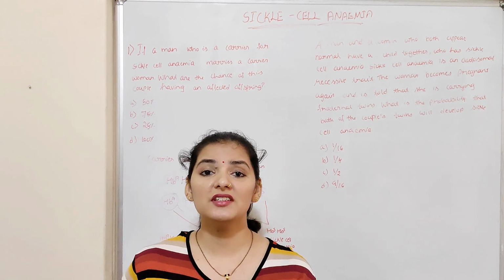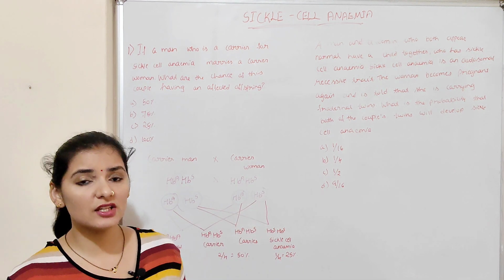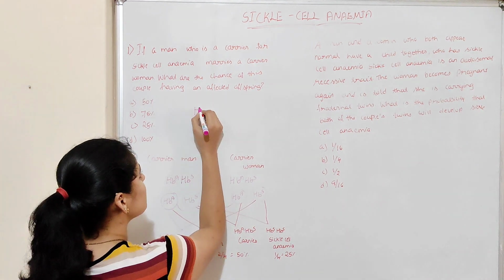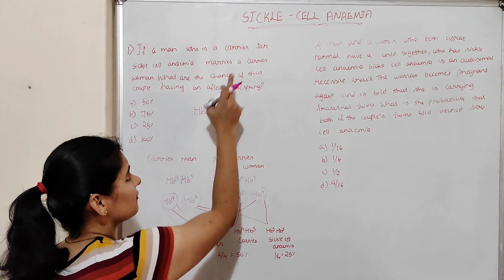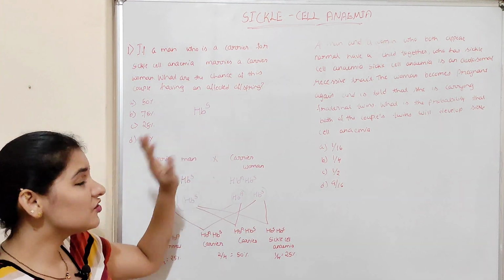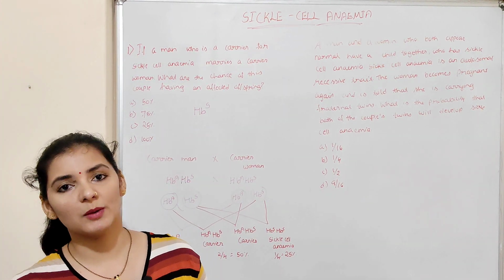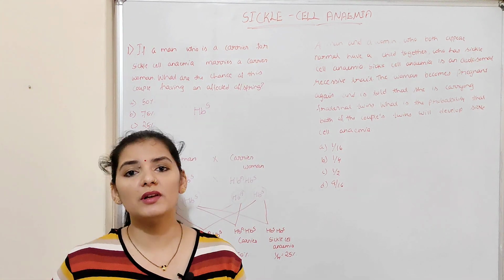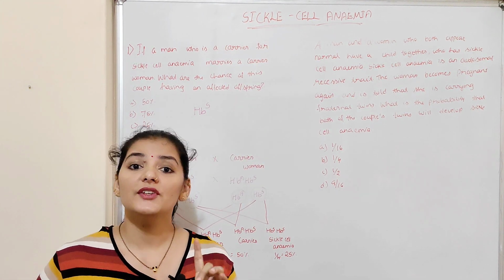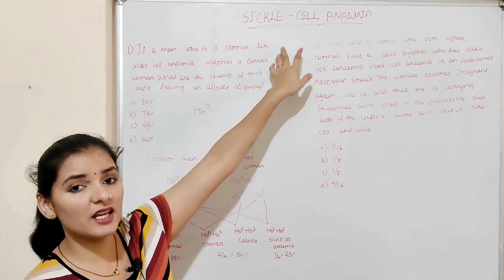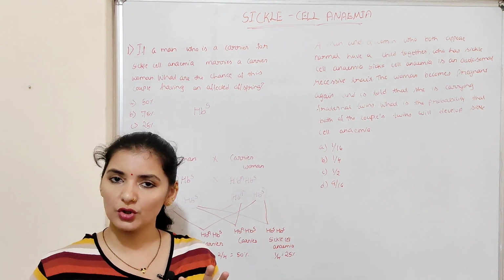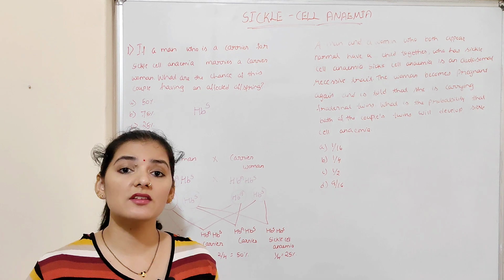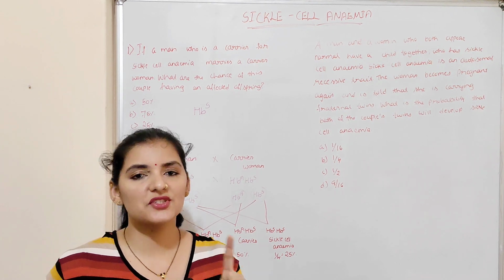You all know that the gene responsible for sickle cell anemia is denoted by HBS. HBS refers to sickle cell anemia, and this gene is present on chromosome number 11. So, sickle cell anemia is an autosome linked trait. Autosome linked means the gene responsible for sickle cell anemia is present on the autosomes, not on the sex chromosome. So, it is an autosome linked recessive trait.